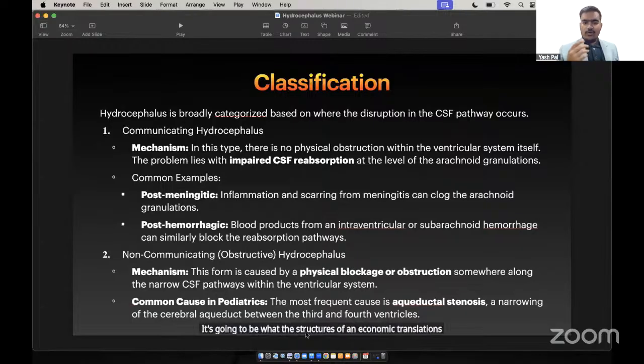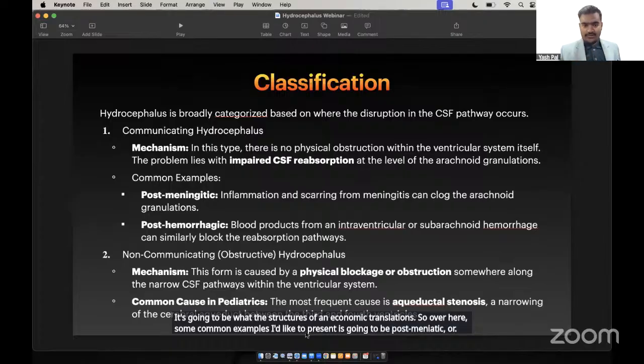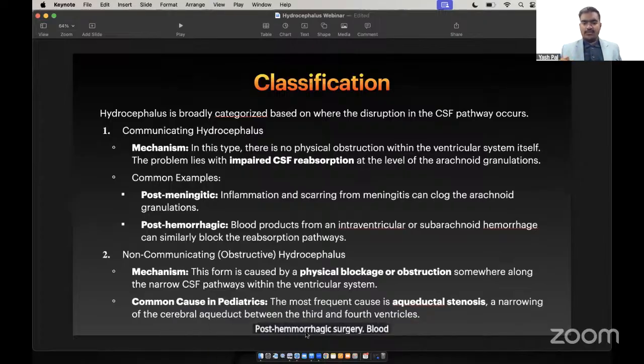Some common examples I'd like to present are post-meningitic or post-hemorrhagic. Blood products from an intraventricular or subarachnoid hemorrhage can similarly block the reabsorption pathways. And I have the clogging of arachnoid granulation, which will be post-meningitic.